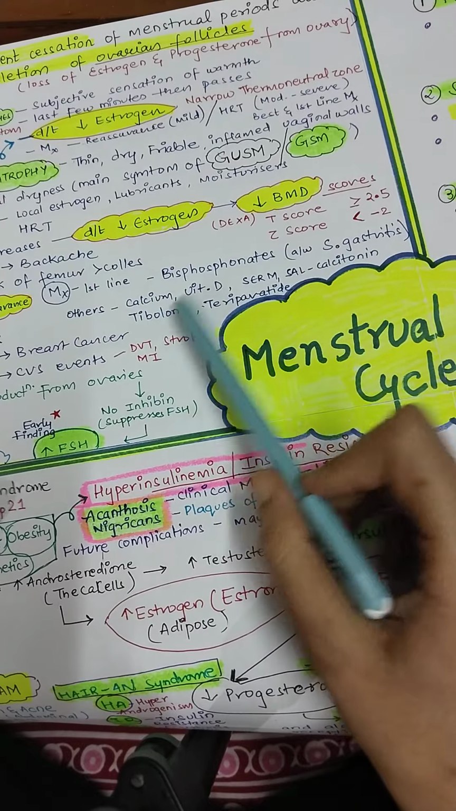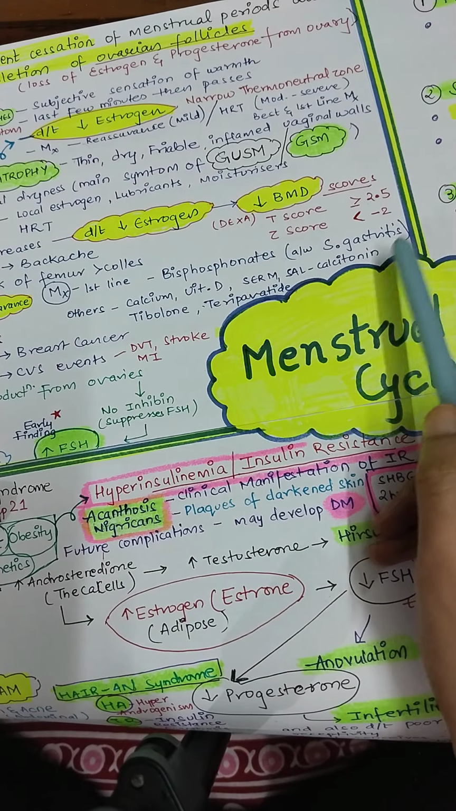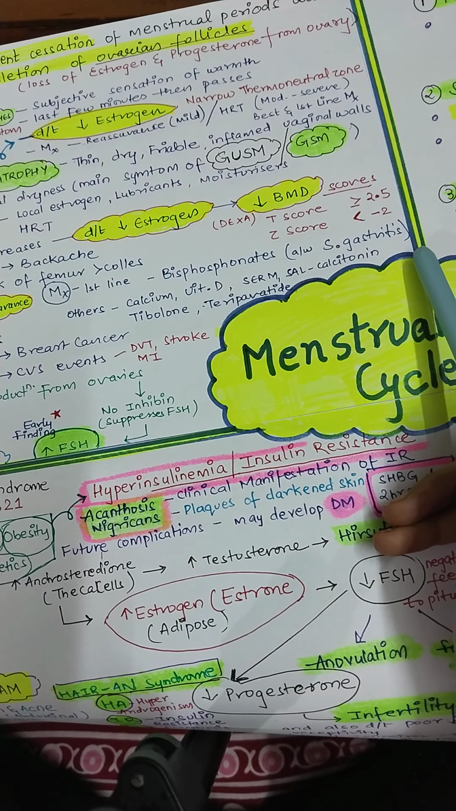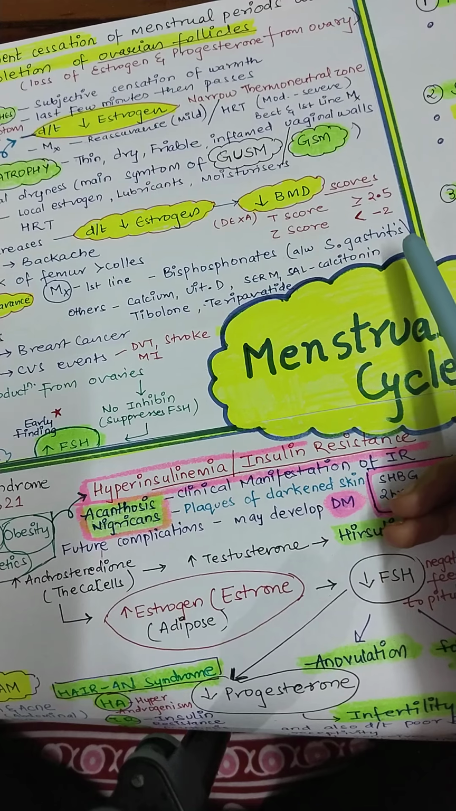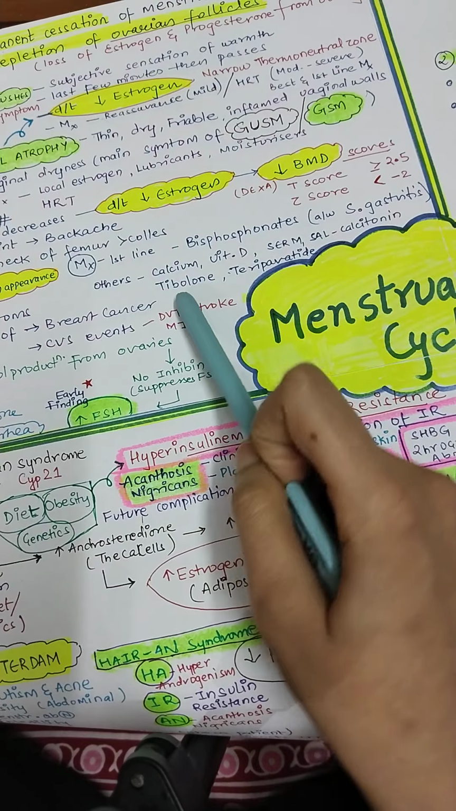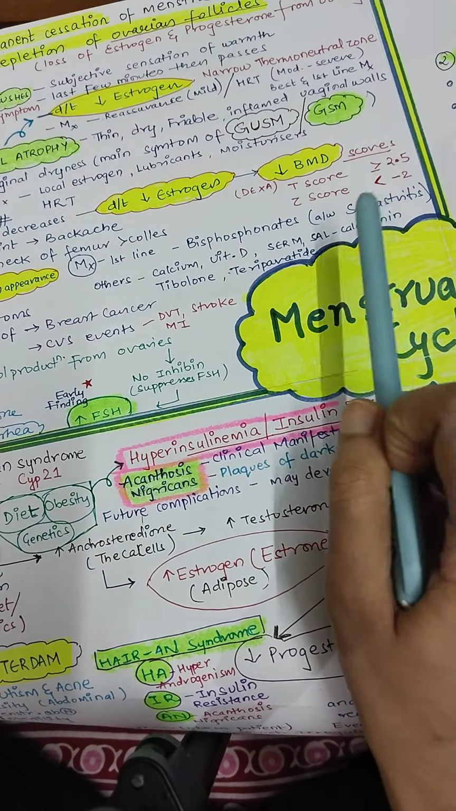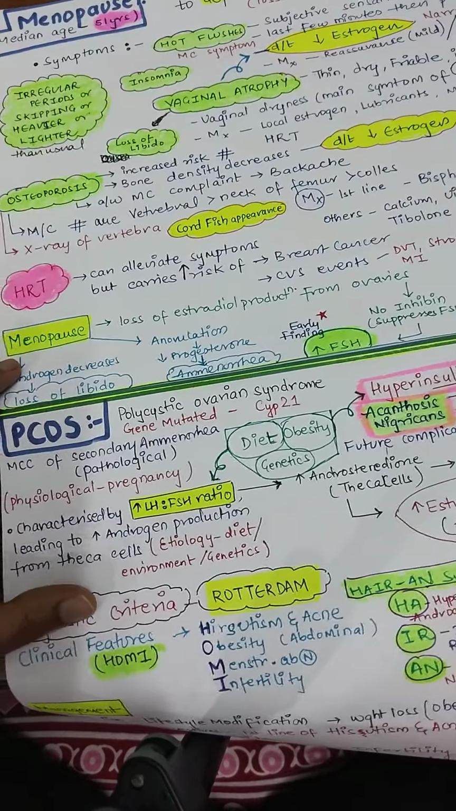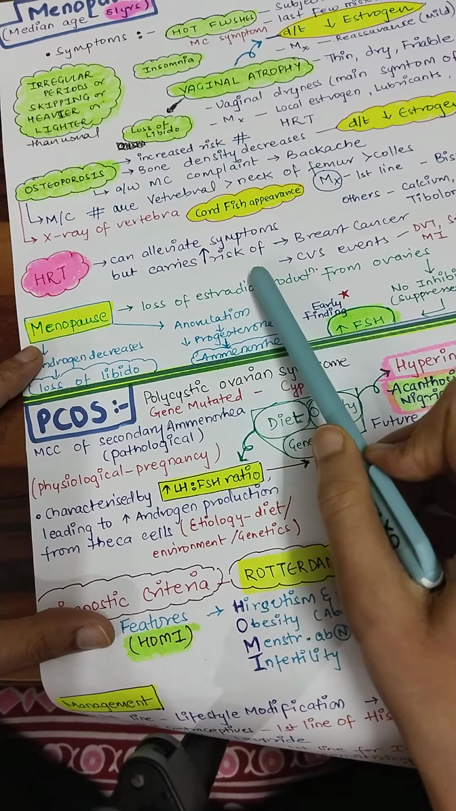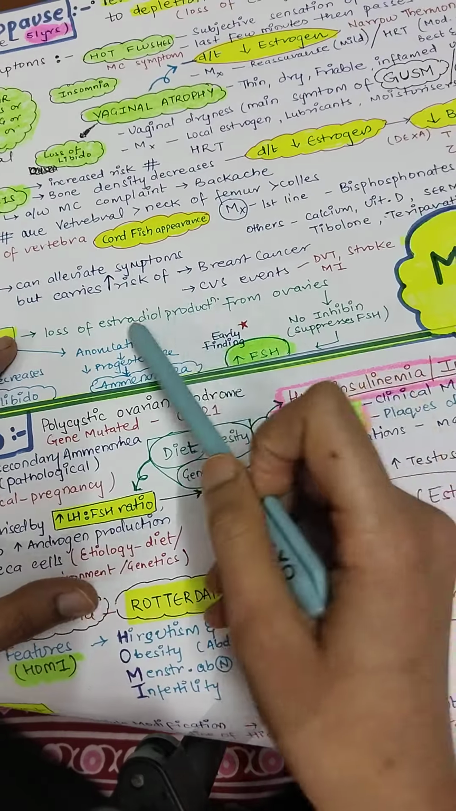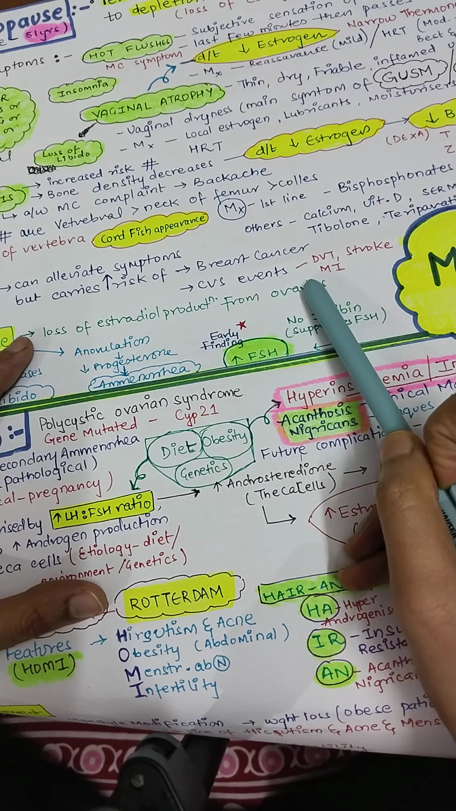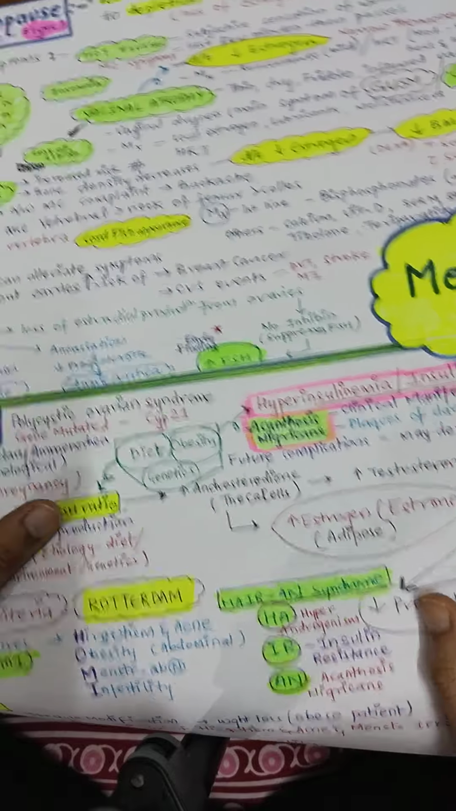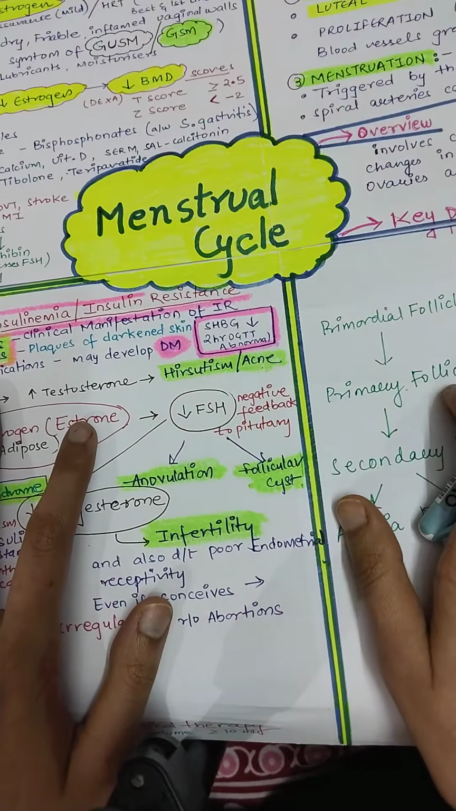Management, the first line is bisphosphonates, associated with severe gastritis. So we advise the patient to sit upright for 30 minutes or 1 hour after taking the bisphosphonates to avoid this side effect. Then others are calcium, vitamin D, SERM, calcitonin, tibolone and teriparatide. Then HRT can alleviate the symptoms but carries a risk of breast cancer and serious cardiovascular events: DVT, stroke and MI. So this is all about the menstrual cycle overview.